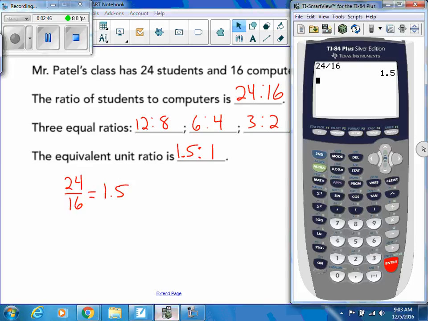Now, I could do that with any of these equal ratios I've identified. So if I took 12 divided by 8, I'd get 1.5. If I took 6 divided by 4, I get 1.5. If I take 3 divided by 2, I get 1.5. Okay? So that is how it works for a unit ratio.